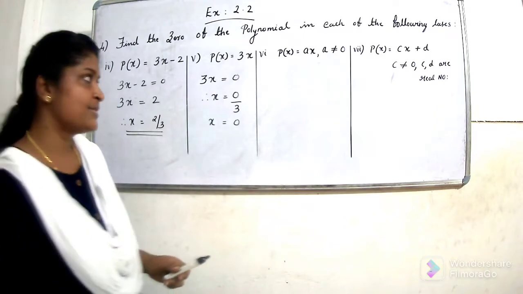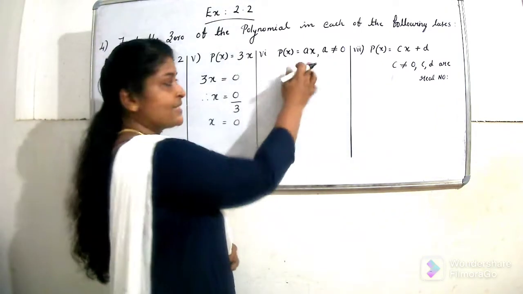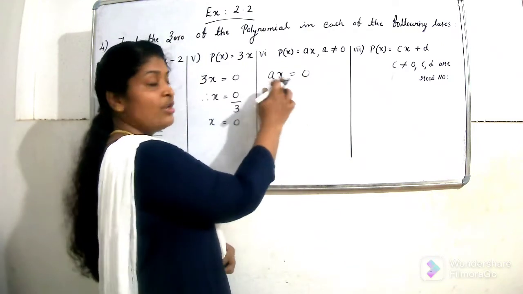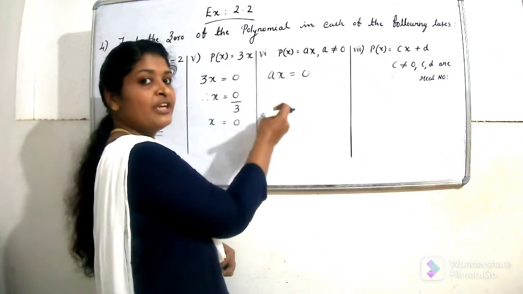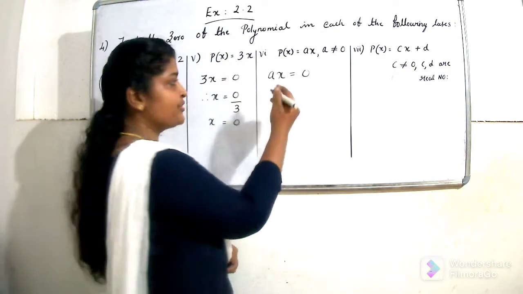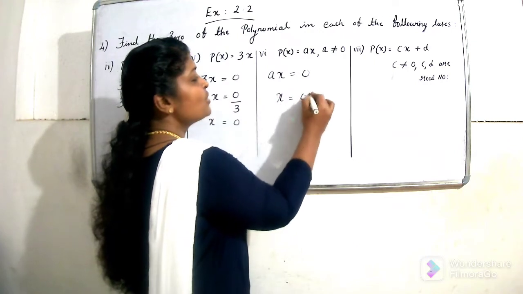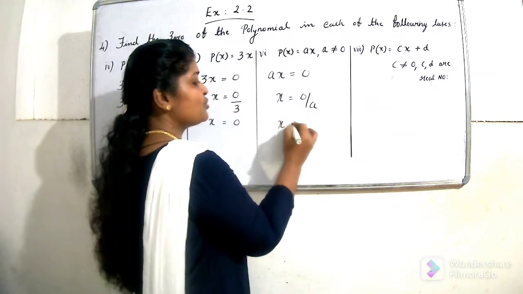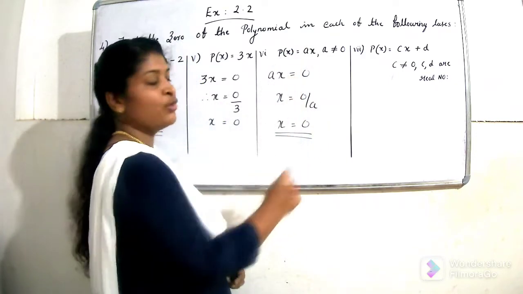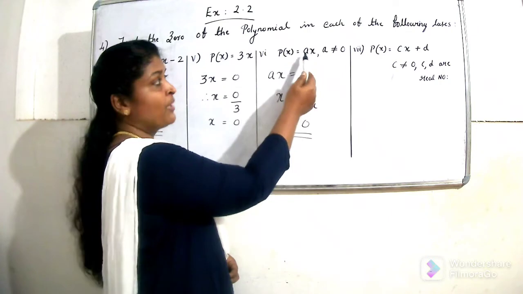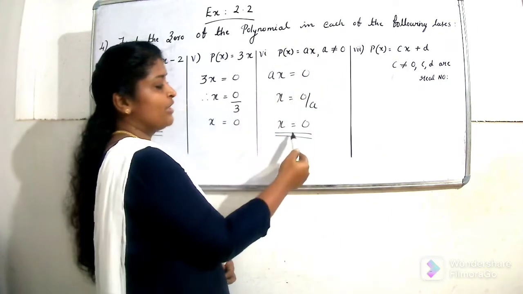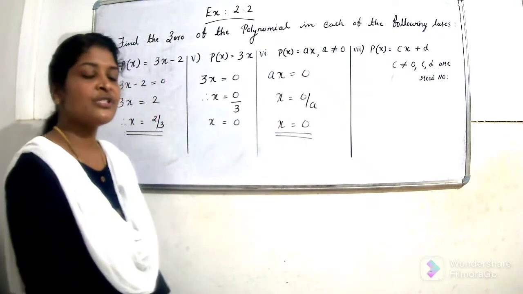Now move on to the 6th one. Here the polynomial is ax, so ax equals 0. Here a is also a variable, x is also a variable, but we need the value for x. So x has to stay here and we shift a to the other side. So x equals 0 by a. In this case also the answer is 0. So 0 is the zero of this polynomial. We just do the checking method: a into 0 completely becomes 0, no? That is why 0 is the zero of this polynomial.